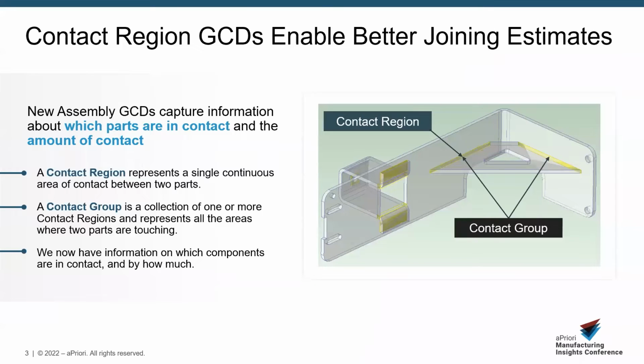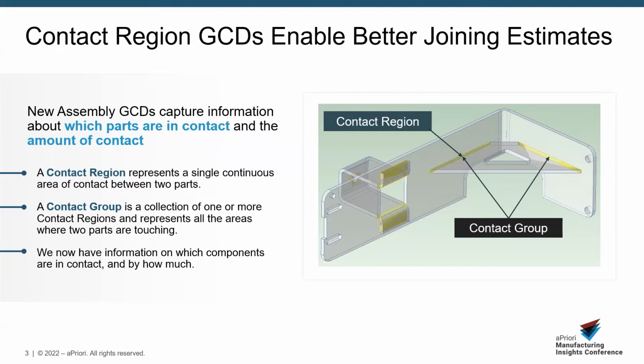We'll begin with the biggest change to the assembly process group for 22.1, which is the introduction of a new GCD, which we're calling contact regions. The purpose of these is to identify which parts in an assembly are in direct contact with each other and by how much.